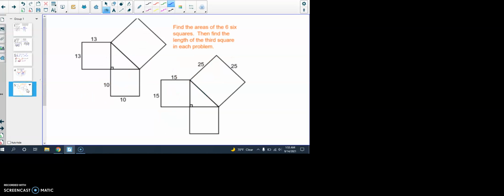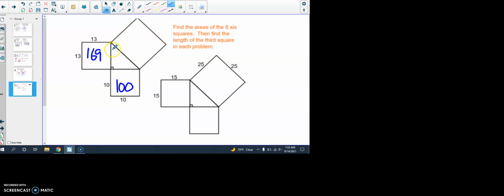For the second problem, the Pythagorean theorem, you're asked to find the area of the shapes. That's the squares, and then what is the length of the square that doesn't have any numbers on it. So this is a 13 by 13 square, so that means the area of this is 169. This is a 10 by 10 square, so the area of that's 100, because 10 times 10 is 100.